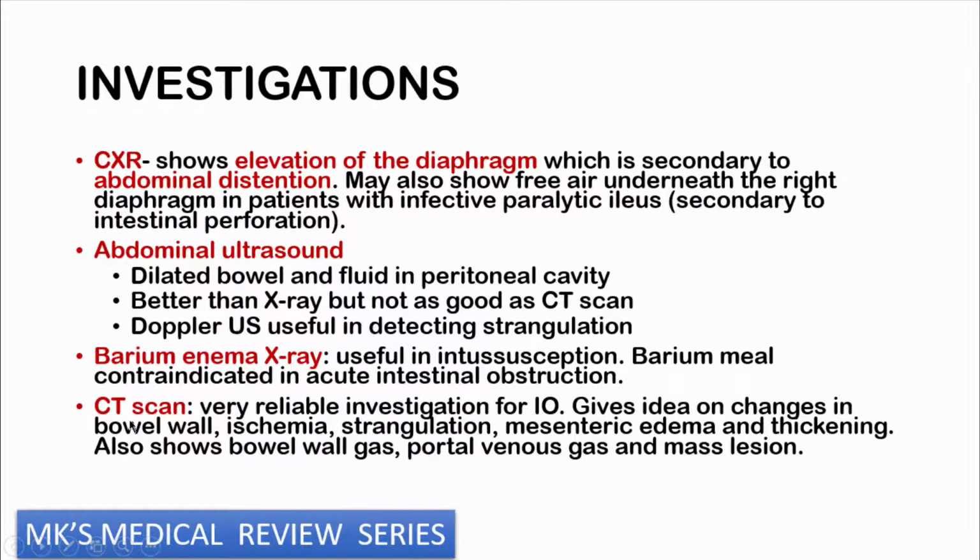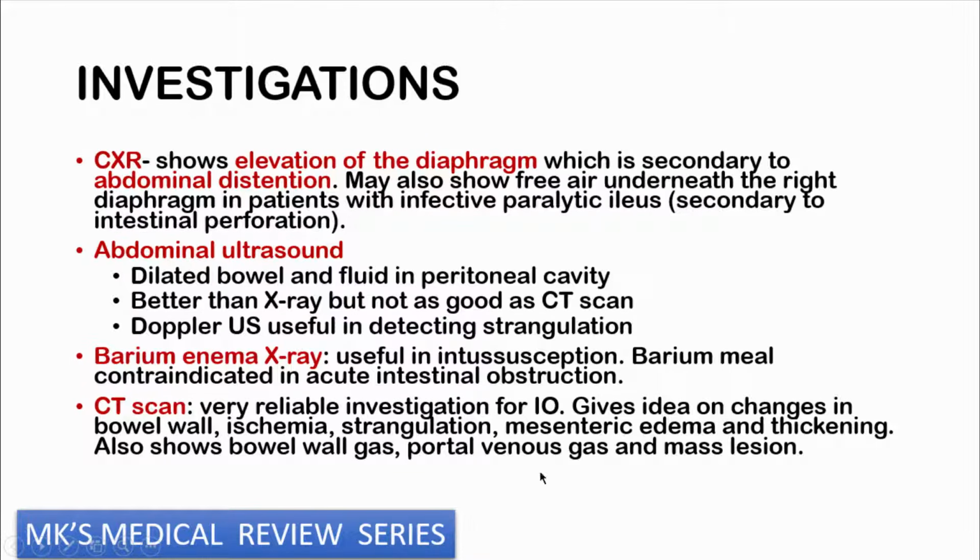Then order a CT scan sometimes, but of course you won't even have the time to order a CT scan because it may take a while. So it's very reliable in investigating intestinal obstruction. It will give you an idea of how the bowel wall is. It will give you an idea if there are any features of ischemia, any features of strangulation, any mesenteric edema or thickening. And of course it may show that there's bowel wall gas.